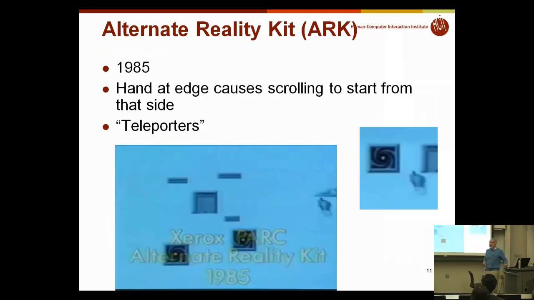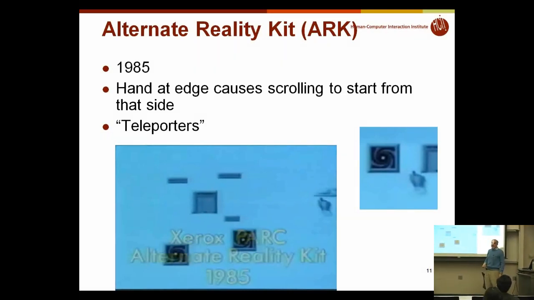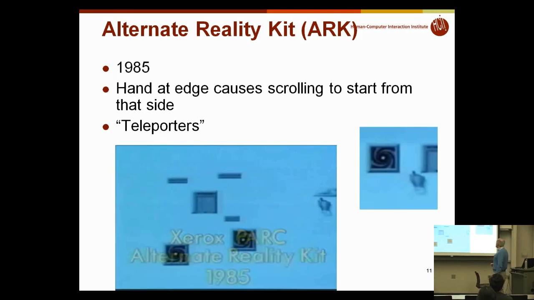If you remember the Alternate Reality Kit that introduced this 3D look, in order to go with this physical metaphor, it had a hand that would grab objects and throw them around. But you could also move the hand to the edge of the screen, like here, and then the whole screen would start moving in the other direction. So all you had to do is move to the edge, and then the screen would start scrolling. There are no scroll bars on this thing. There's no particular evidence of how you get to one side or the other. All you have to do is move to the edge, and then it happens.